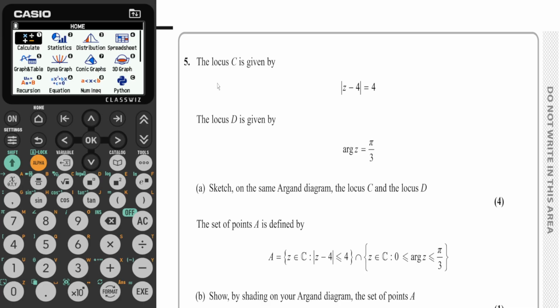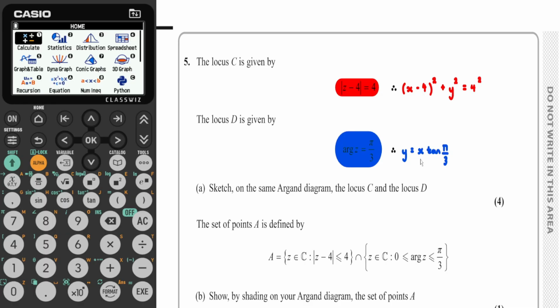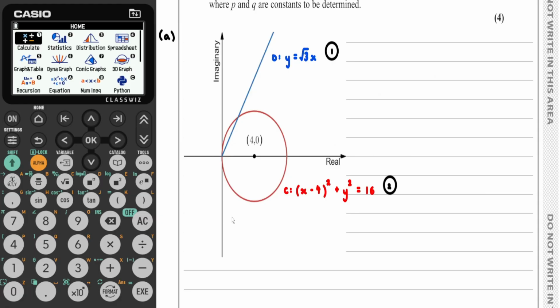If we think about the locus C, where we have the mod of z subtract 4 equals 4, we can rewrite this in Cartesian form. In Cartesian form, this is x subtract 4 squared plus y squared equals 4 squared. And if we think about this locus of D, where we've got the argument of z equaling pi over 3, that will be a half line with equation y equals x times tan of pi over 3. And that is shown on the Argand diagram here.